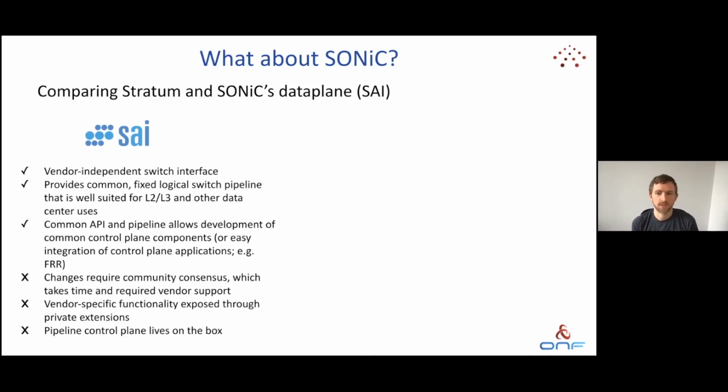However, there are some downsides to this that we've seen as well. For example, changes to SAI require community consensus, which can take a really long time, months, maybe even years. And then once those changes are accepted, you have to wait for your vendor to support the new features. It means that vendor-specific functions get exposed through private extensions, and these extensions get maintained pairwise between vendors and customers. So it's a bit of a burden for customers who have to wait for these extensions from vendors, and vendors have to support different extensions for different customers.